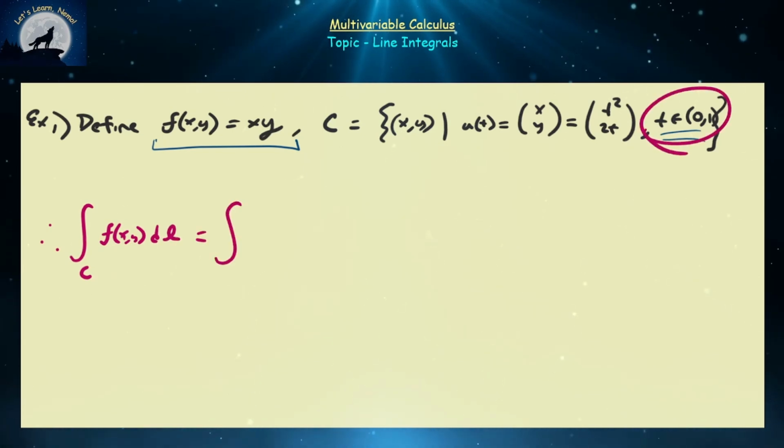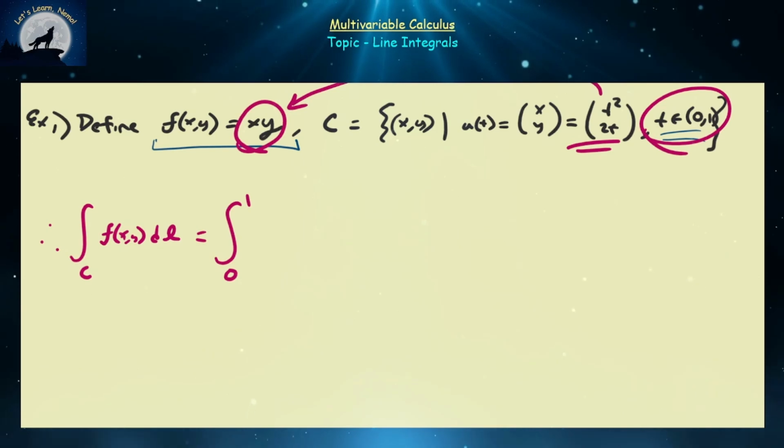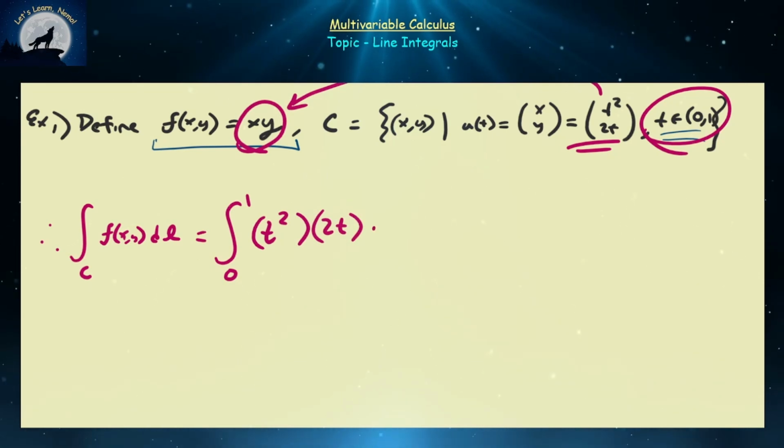the integral along our bounds of our parametrization, 0 to 1. And then we're going to plug our parametrization into our function. So x is going to be equal to t², y is going to be equal to 2t, and then we're going to multiply by the norm of the derivative of the parametrization.